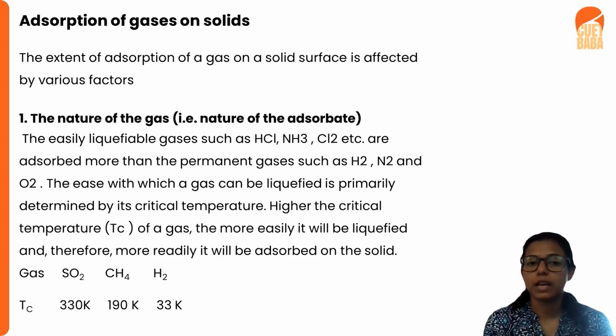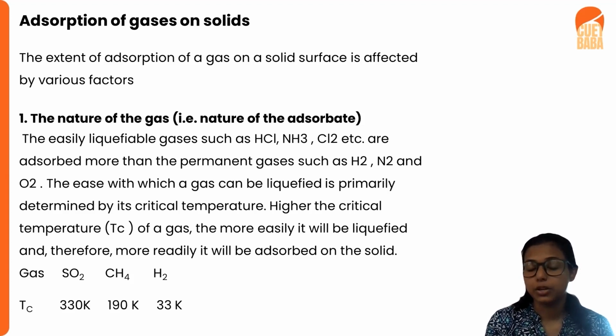Next, adsorption of gases on solids. We are going to discuss the factors that the extent of adsorption of a gas on a solid surface depends upon. The first is the nature of the gas, that is, the nature of the adsorbate. Easily liquefiable gases such as HCl, NH3, chlorine, etc. are adsorbed more than permanent gases like H2, N2, and O2. Hydrogen chloride, ammonia, and chlorine are highly liquefiable gases. They have a high critical temperature, so they can get easily liquefied on the surface of the adsorbent.